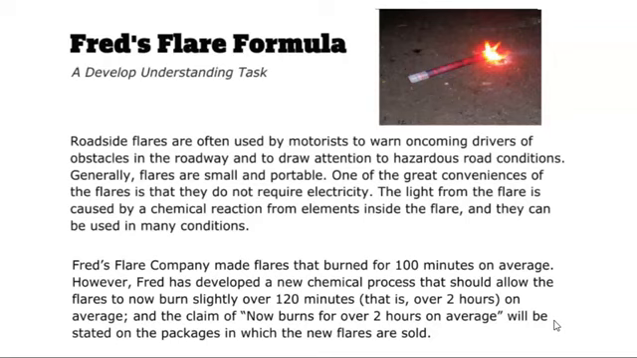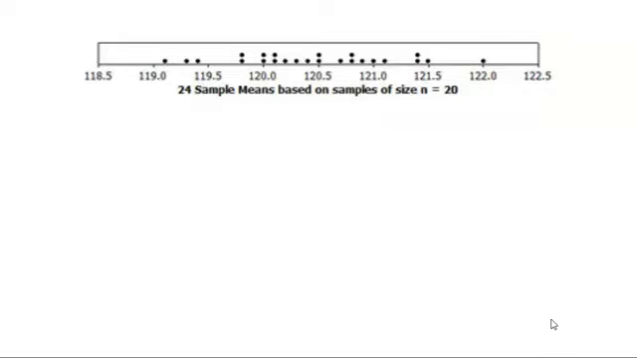So he can't check all of the flares because when you use a flare, it is no longer usable and he needs to have flares to sell. So he decides that he's going to take 24 samples. He's going to pull samples every hour for a day, and each one of those samples is going to have 20 flares in it. So he makes a lot of flares. Every hour he is going to take 20 of those flares and test to see how long they are actually going to burn.